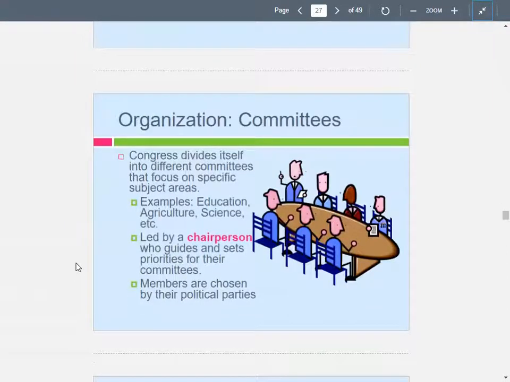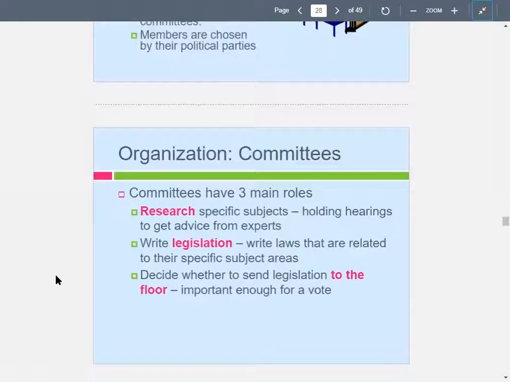Congress divides itself into different committees that focus on specific subject areas, for example, education, agriculture, science, etc. These are led by a chairperson who guides and sets priorities for their committees. Members are chosen by their political parties, and usually it's people that have had a background in it. Like if you are in the education committee, you've served on school boards, or you were a teacher, or you had some affiliation with the local schools, so you have some kind of experience in it.